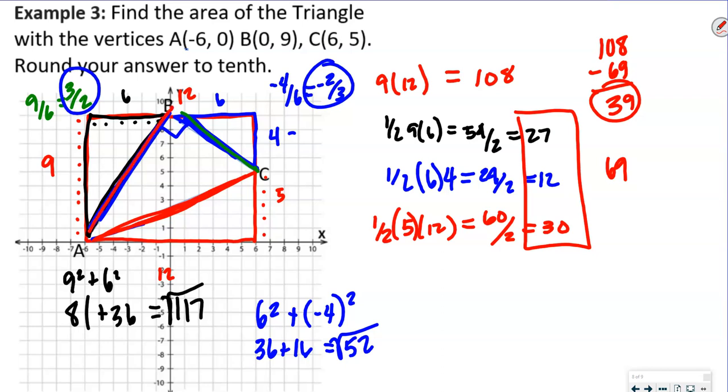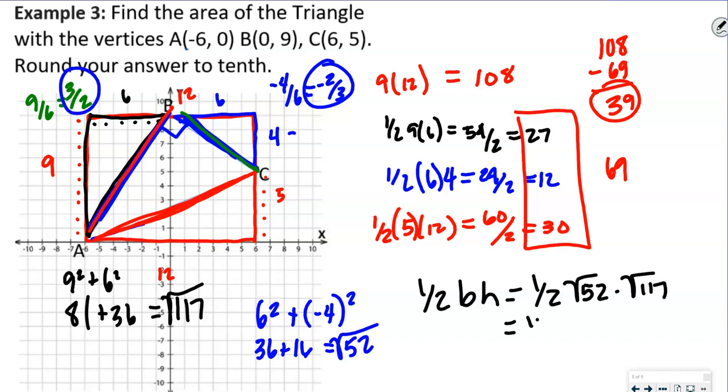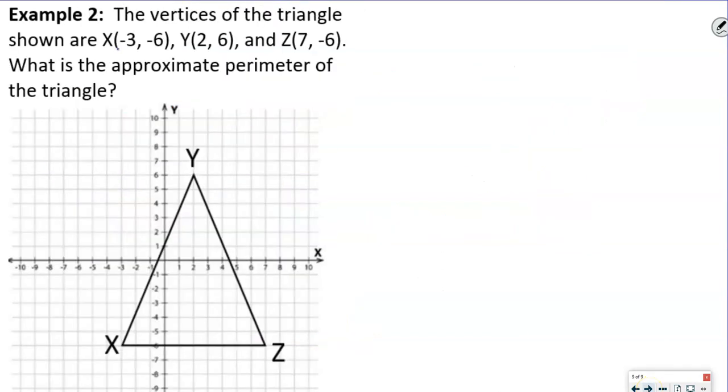Okay, so I'm going to do 1/2 my base times my height. So that's going to be equal to 1/2 of our base, which we got was the square root of 52, right? Times the square root of 117. Now, if you do that in your calculator, you're going to get 1/2 of 78. So that's going to be our 39. And again, it's going to be units squared, right? Okay? So again, more than one way to do this, you choose.